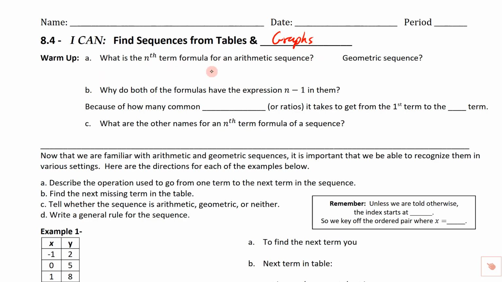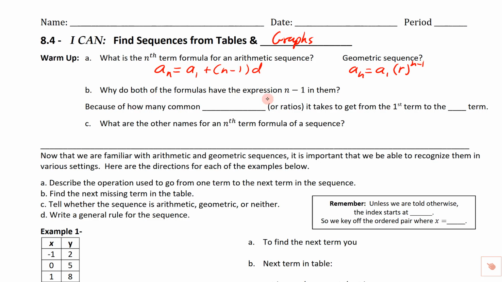So what is the nth term formula for an arithmetic sequence? Again, the nth term is the first term plus n minus 1 common differences. And for a geometric sequence, the nth term is the first term times n minus 1 common ratios.